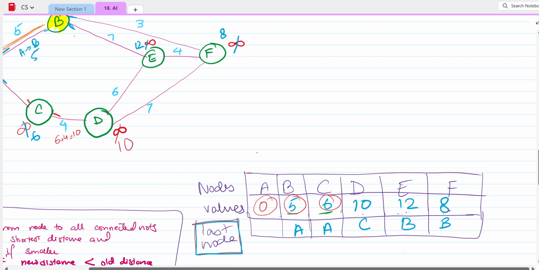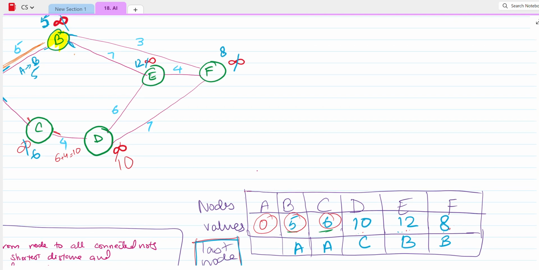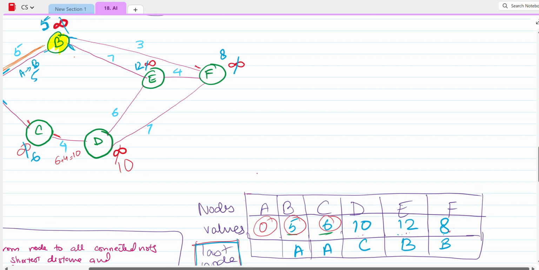8 is the least one, so we will look at F node for now. F has the nodes connected B, E and D. Now B is already processed, so let's not look into it. From F to E the cost is 4, so we'll add 4 and 8, which becomes 12. Already the value of E is 12. So the rule of updating a value is that we only update if the new value is smaller. It's equal, so we don't need to change it.